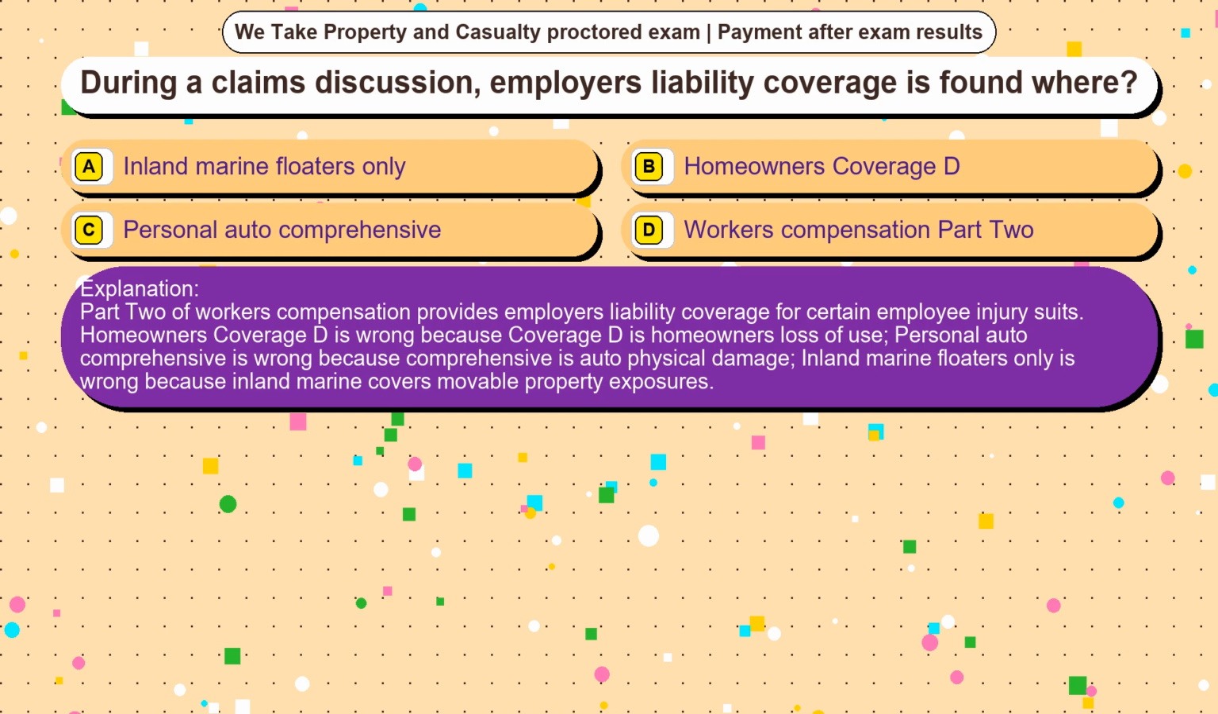Homeowners coverage D is wrong because coverage D is homeowners' loss of use. Personal auto comprehensive is wrong because comprehensive is auto physical damage. Inland marine floaters only is wrong because inland marine covers movable property exposures.